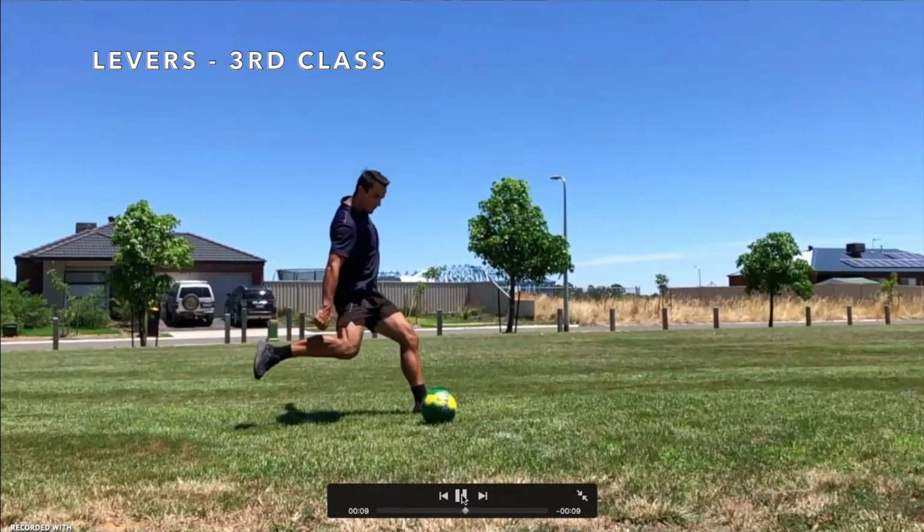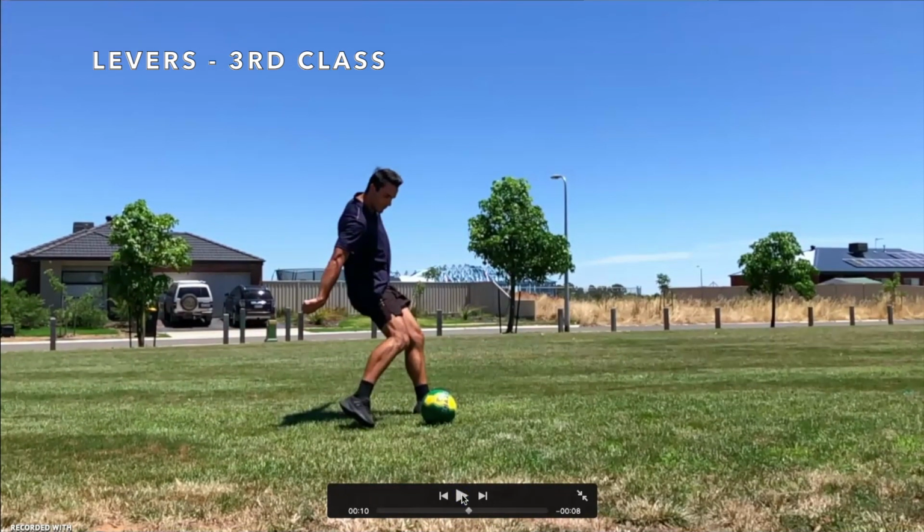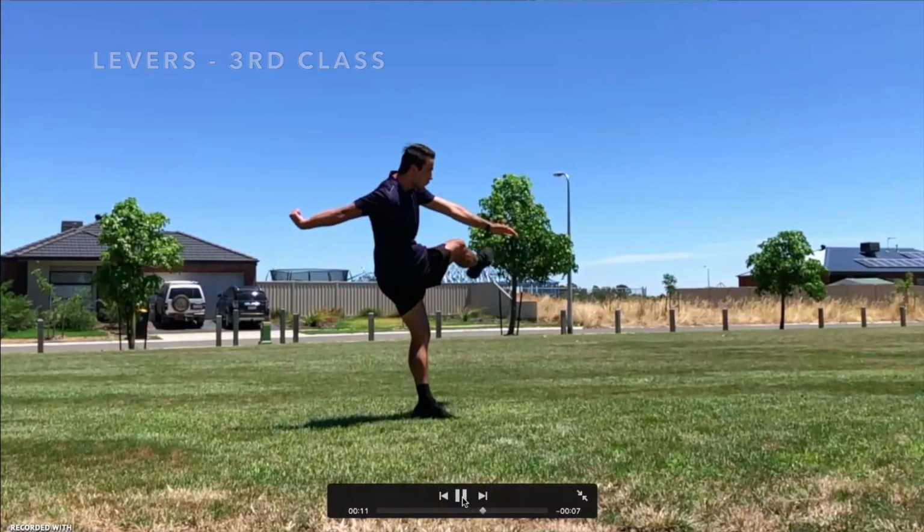So I'm going to pause it right about here, and we're going to think about the fulcrum or the axis, the load and the force. So the load is my foot. That is the thing that is moving, that is providing the mass. The joint or the pivot or the axis point is the knee, and the force is coming through the muscle contractions, specifically of the quad. So these three things here, working like a third-class lever machine, allow for a powerful kick.